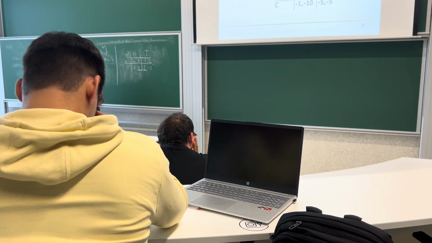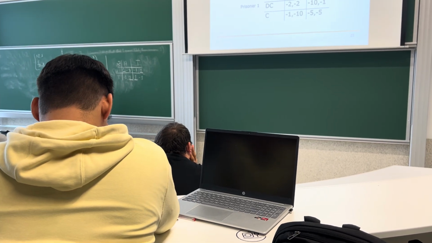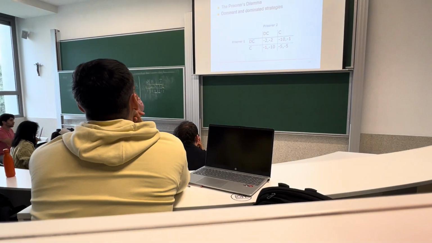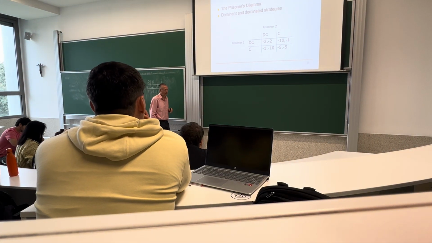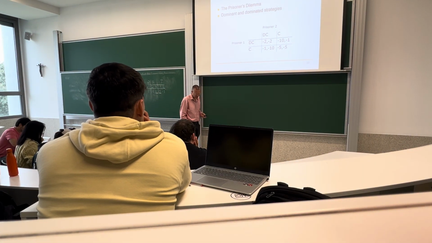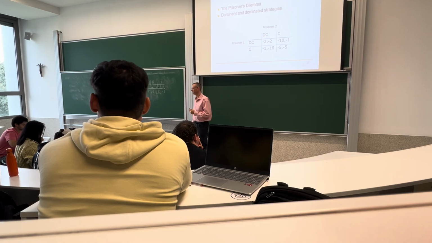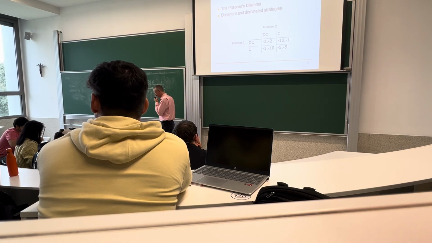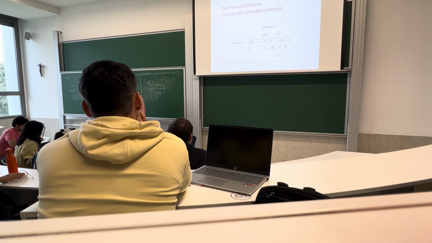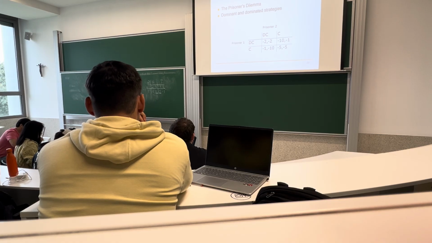Now let's see dominant strategies in the prisoner's dilemma. So, different ways to write down the prisoner's dilemma. The prisoner's dilemma is the most famous game in game theory, and it has the following story. There are two prisoners. They're caught by the police. They are kept in two different prison cells.